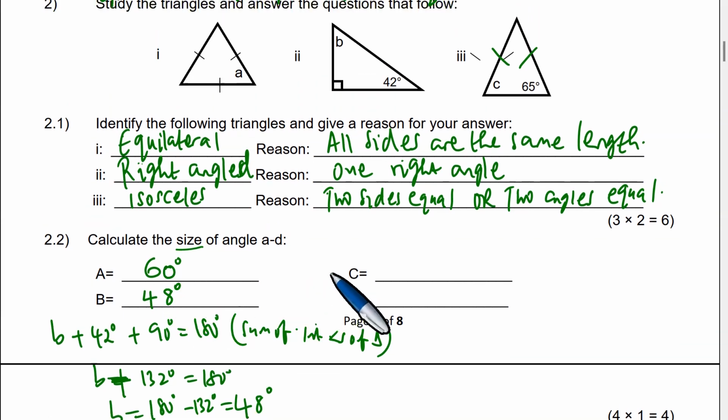Next, what is C? Is it 65 degrees? Well done. Why? Isn't it an isosceles triangle, meaning, if you check very carefully, it is isosceles, and therefore this angle must be equal to this angle here. They've just put C there for it, but it must also be 65 degrees.